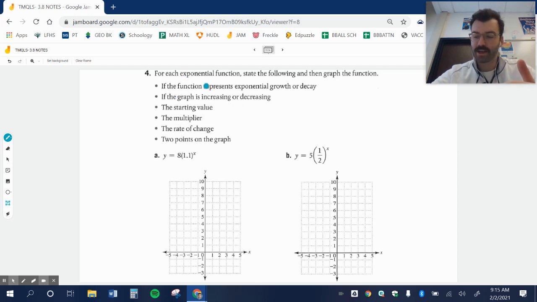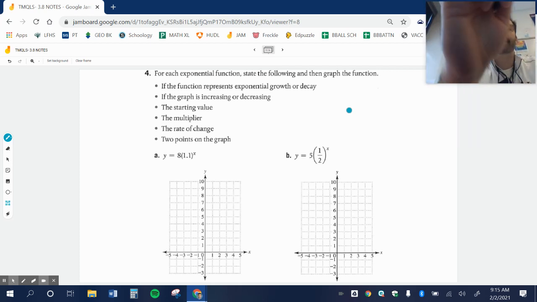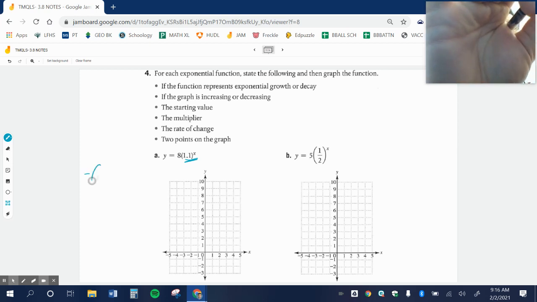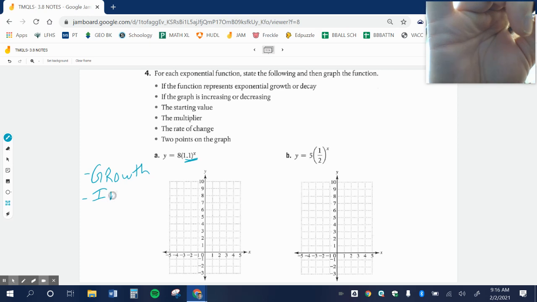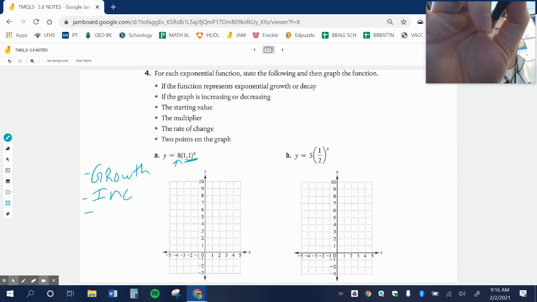Let's look at number 4. We're going to do number 4 together, and then we'll come back as a class to do 5 and the rest. For each exponential function, why don't you read these bullet points yourself? So let's look at this first function here. I can tell you that it's going to be exponential growth because this number is greater than 1. So our first bullet point. The second one, since it's greater than 1, that's going to be increasing. Third one, our starting value is that 8.